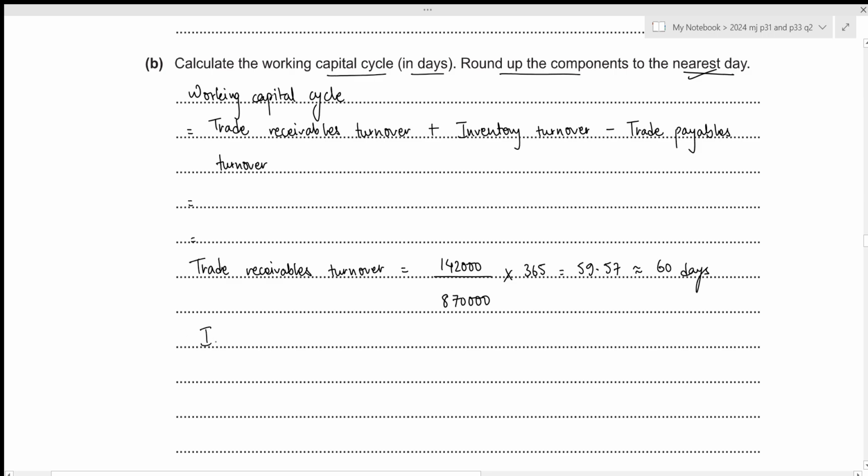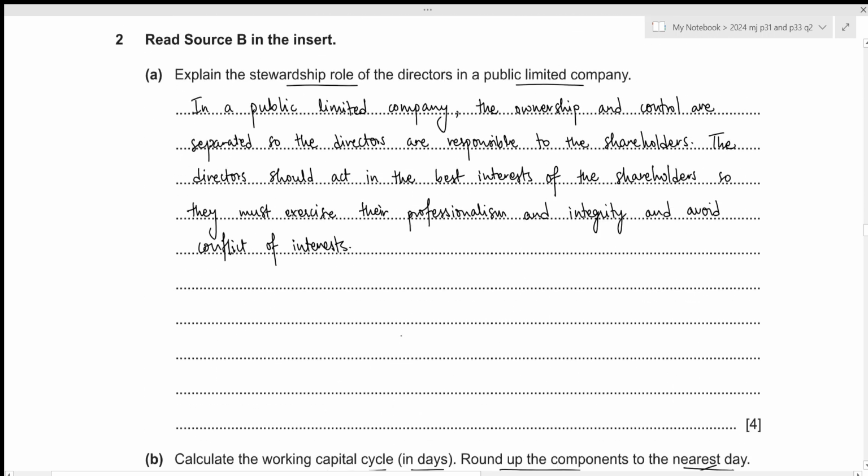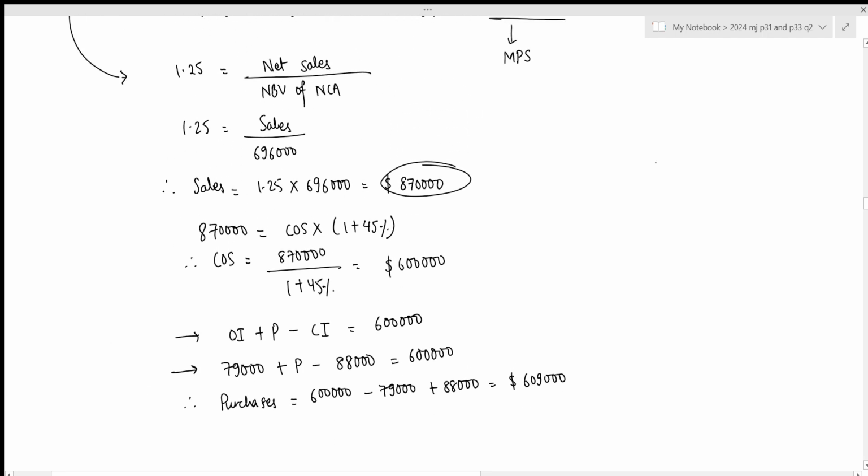Now we need to calculate the inventory turnover. Inventory turnover is quite simple. So the formula is just going to be the average inventory divided by the cost of sales times 365. So the first thing we need to do is calculate the average inventory. Average inventory is just going to be opening inventory plus closing inventory divided by 2. So we have our opening inventory to be 79,000. Then we have our closing inventory to be 88,000. Then we just divide it by 2. So this gives the average inventory to have the value of 83,500.